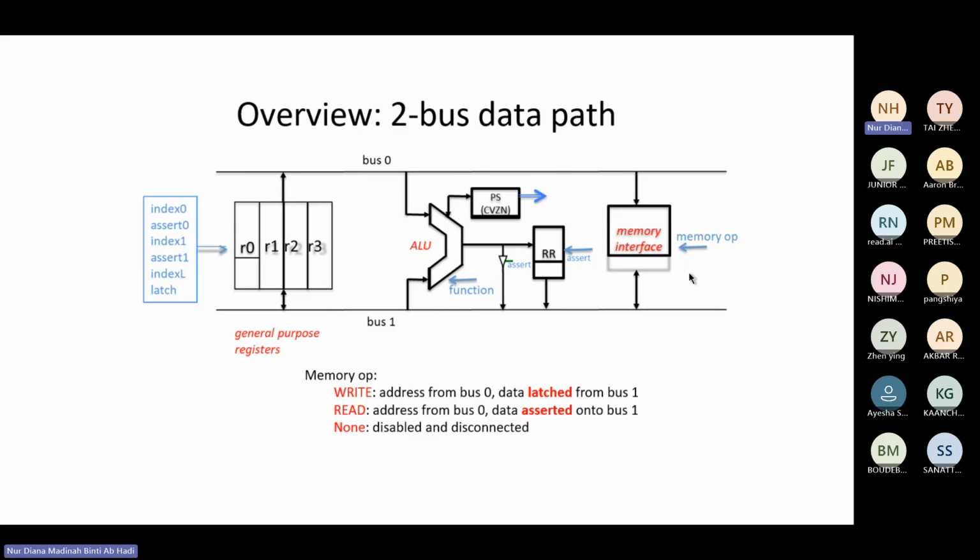Okay, so for the memory interface, you're going to have a memory operation, where the operation can be one of three: none, write, or read. If none, it means it is disconnected and disabled. If write, the address from bus 0 will latch, and the data will latch from bus 1. When you read, the address from bus 0 is used and the data will assert onto your bus 1. Assert and latch are different.